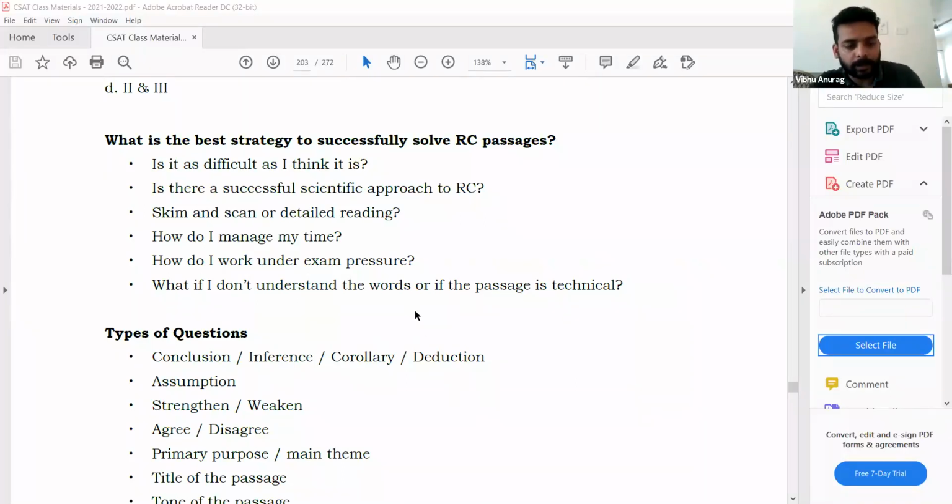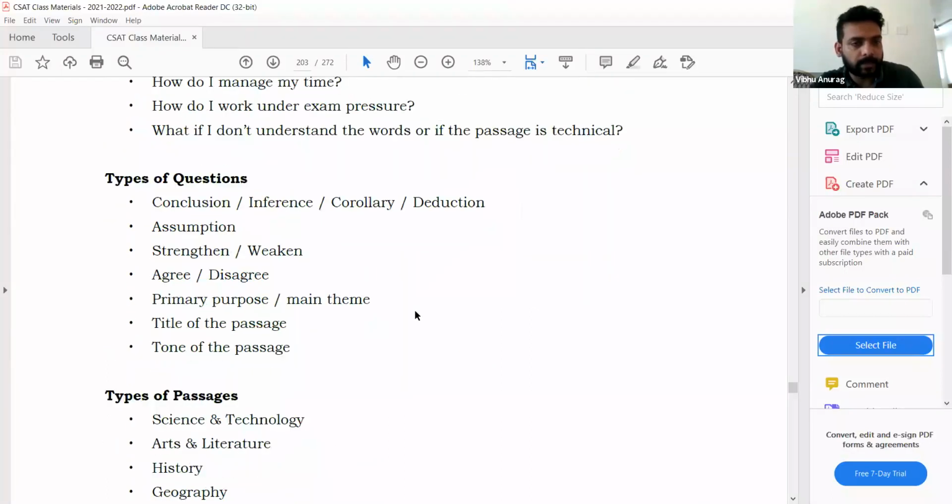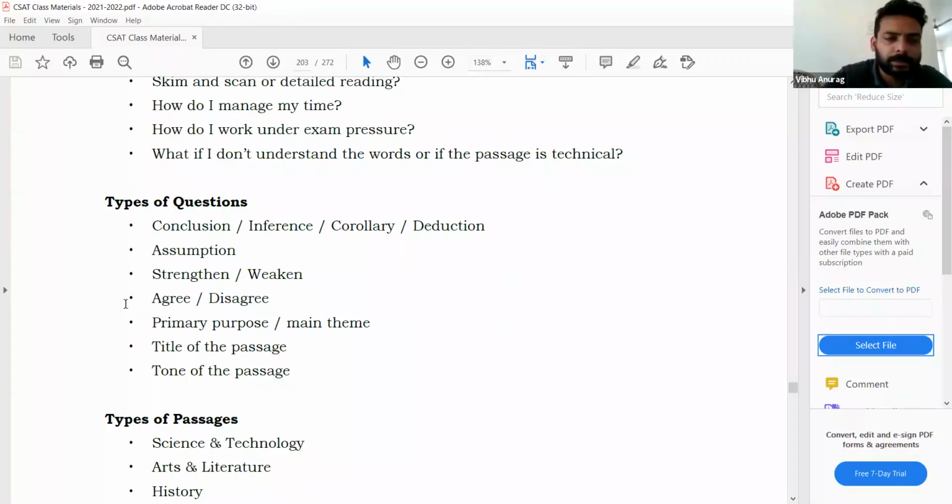Now we come to the types of questions. These are the types of questions that you can see on the exam. First is conclusion. First we'll be dealing with conclusions and assumptions. Most of our energy will go towards understanding these two. They're very important. A conclusion is also called an inference, it is also called a corollary, and it is also called a deduction. All four are the same. These kinds of questions are fairly common.